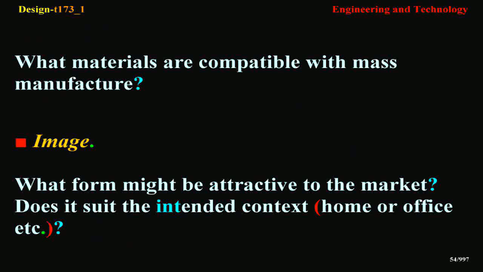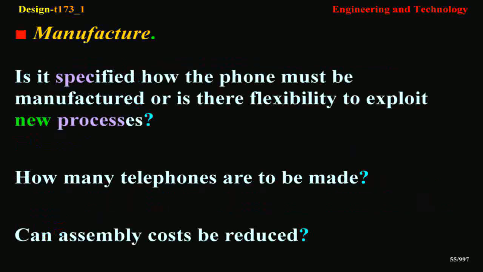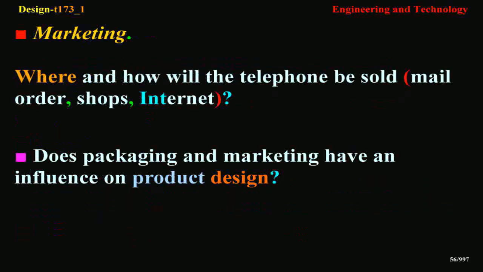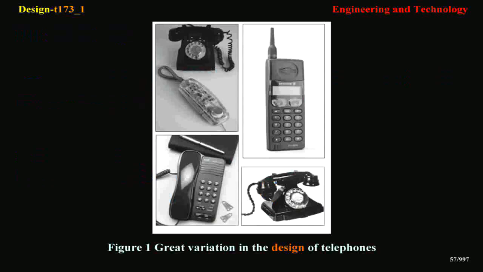Image: what form might be attractive to the market? Does it suit the intended context, home or office, etc.? Manufacture: is it specified how the phone must be manufactured, or is there flexibility to exploit new processes? How many telephones are to be made? Can assembly costs be reduced? Marketing: where and how will the telephone be sold? Mail order, shops, internet. Does packaging and marketing have an influence on product design? Figure 1. Great variation in the design of telephones.